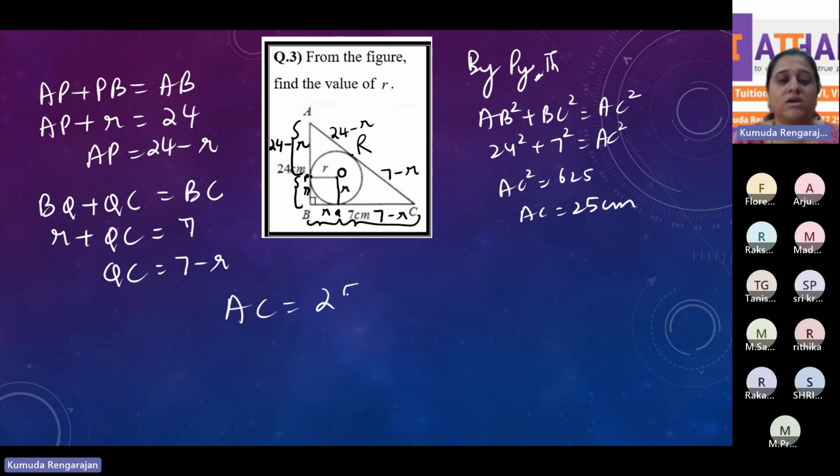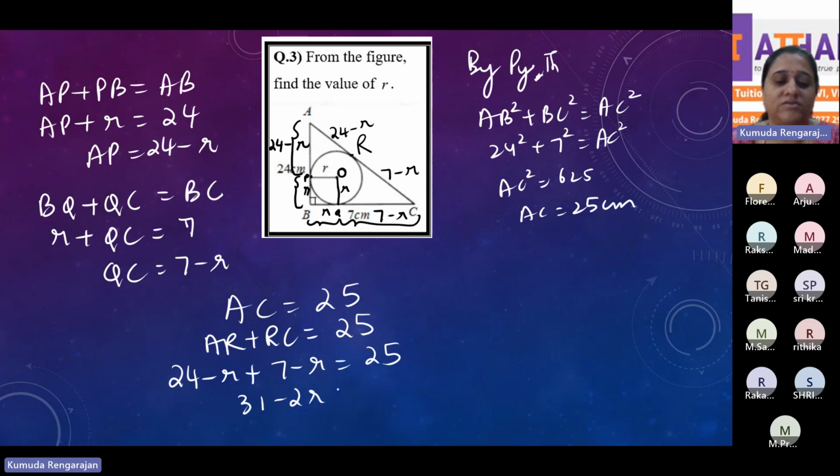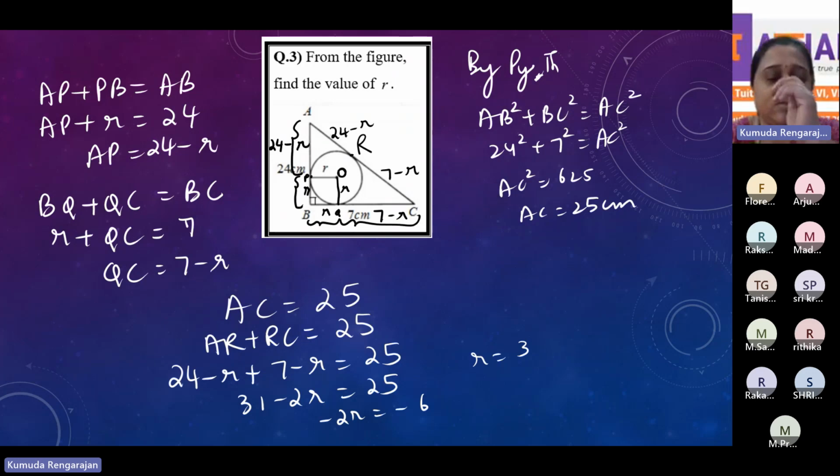But what is AC? AR plus RC. AR plus RC is 25, correct? So AR is 24 minus R plus RC is 7 minus R is equal to 25. So this is 31 minus 2R is equal to 25. On working this, you'll get minus 2R is equal to minus 6, R is equal to 3. So the value of R, the radius of the incircle, the inradius, is 3 centimeters.